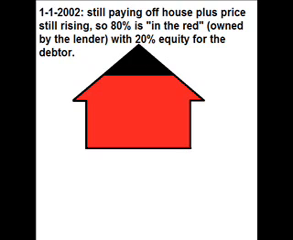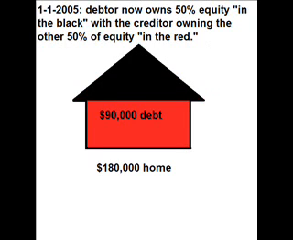All right, I'll skip a couple years to 2005. The debtor now owns 50% equity of the house in the black. It's a $180,000 home now. It was a $100,000 home just 5 years ago when they bought it. Now it's a $180,000 home. They've got $90,000 of equity, and about $90,000 debt. Whatever, I'm just estimating with the numbers here. Maybe they paid 120 for it. Whatever. Now it's a $180,000 home.